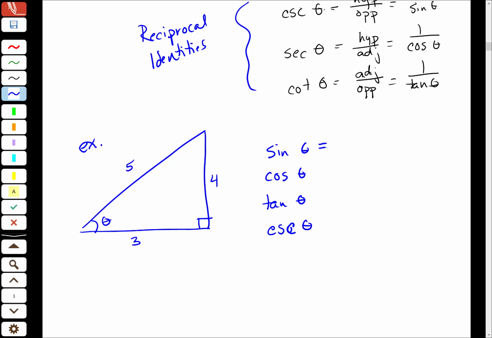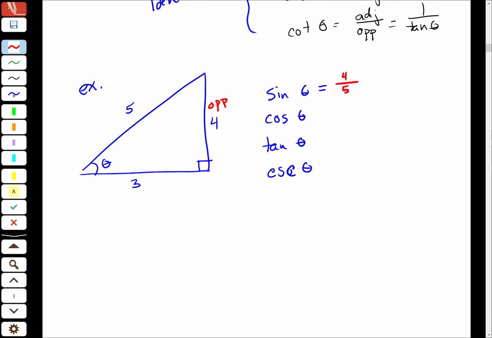So sine of theta, let's do one together, should be opposite over hypotenuse. The opposite side that I'm going to label right here is 4. The hypotenuse is 5, so sine of theta is 4/5. That is the entirety of the definition of sine. Is this okay? It's really a ratio of the sides. So find these other trig functions and talk about them with your group.